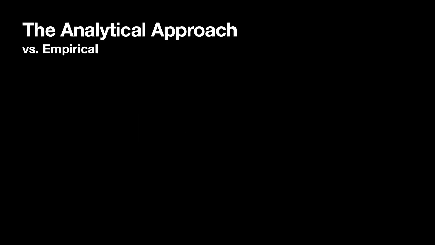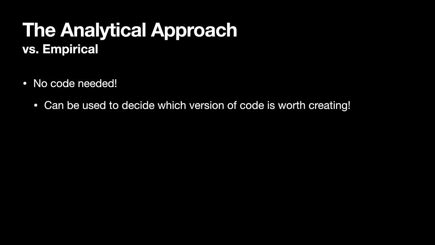Okay, so let's continue with the analytical approach. Just a quick review in comparison to the empirical approach. We don't really need true code, although we need a pretty precise description of our algorithm. So it can be used to decide which version of code we actually want to create before creating multiple versions and truly implementing them.